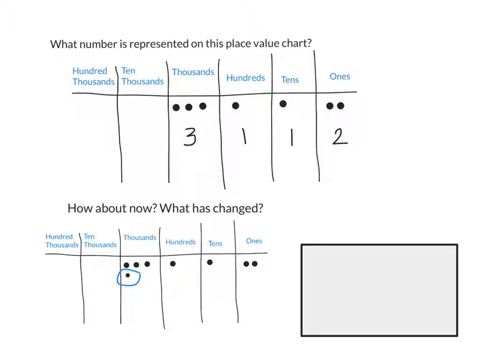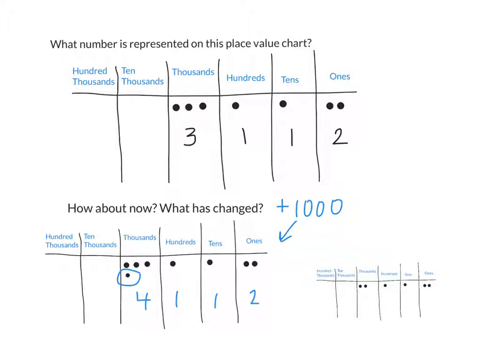So now, how many thousands are there? 4. How many hundreds? 1. How many tens? 1. How many ones? 2. What number is represented now? 4,112. What has changed? I added 1,000. Good. So I added 1,000 here. Okay, good.